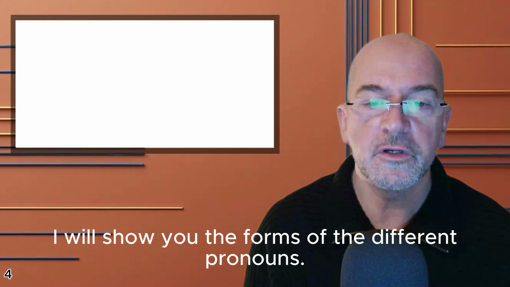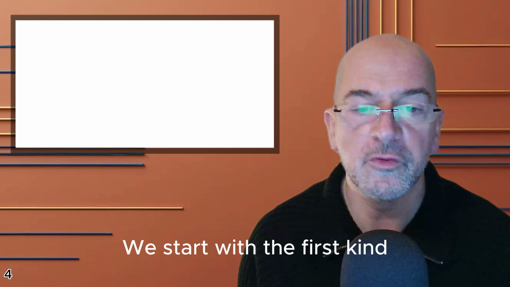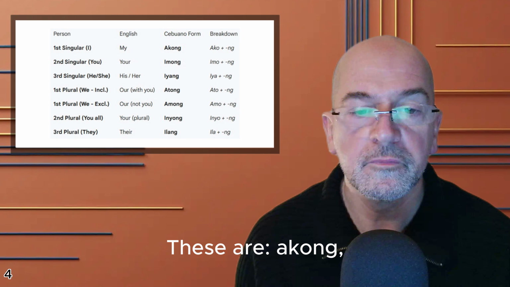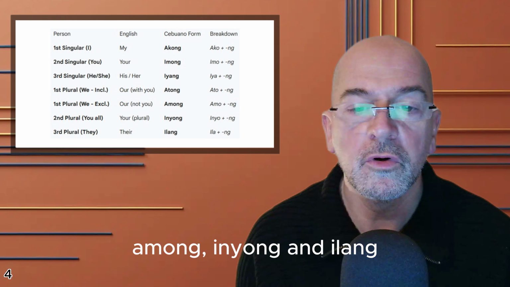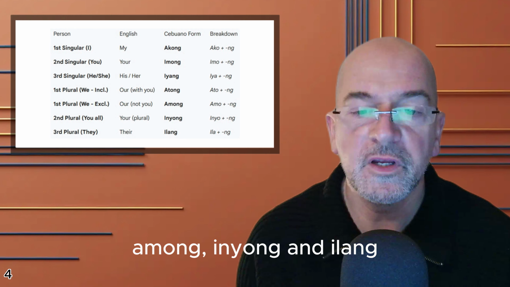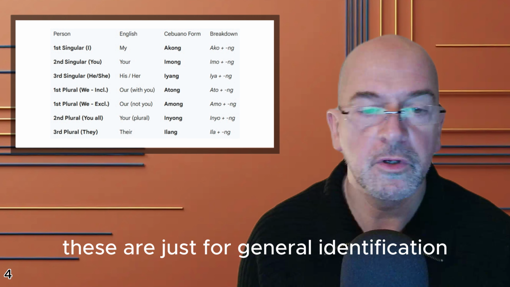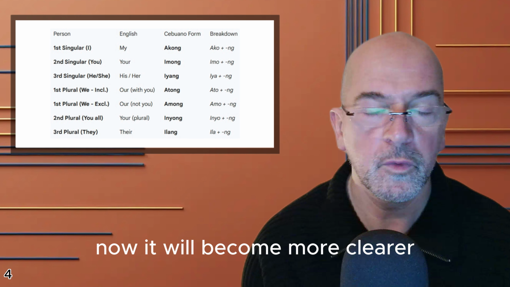Right. Now, first I will show you the forms of the different pronouns for all the persons. Let's list them up. We start with the first kind, the pre-nominal, the pronoun that is put in front of the noun. These are akong, imong, iyang, atong, among, inyong, and ilang. These are just for general identification, common speech. Let's put these into sentences now. It will become clearer.